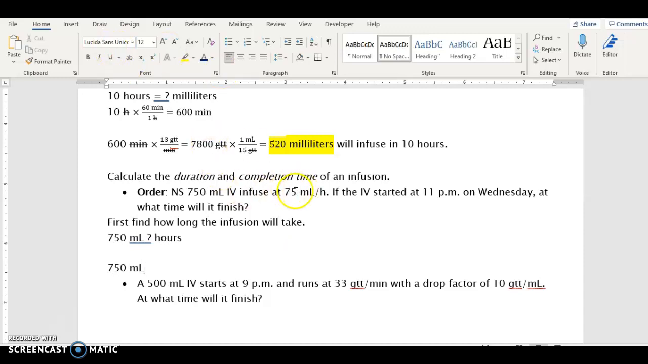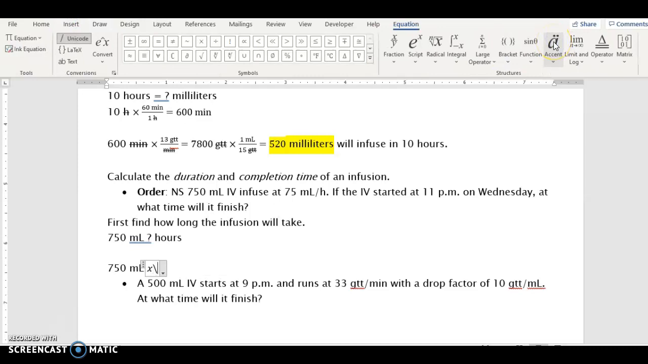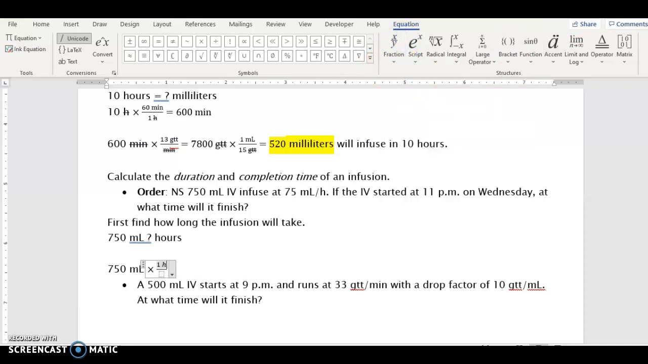The only other piece of information that we have that's useful is the flow rate, which is 75 milliliters per hour. So we're going to use that to convert the milliliters into hours. So we're going to multiply by 1 hour over 75 milliliters. So the units of milliliters will cancel.